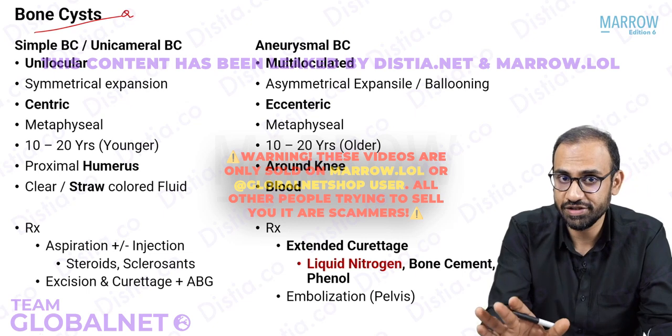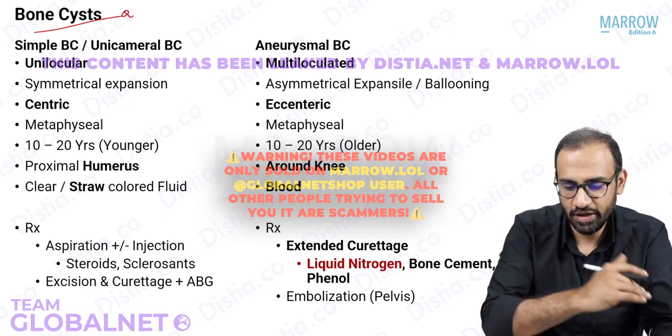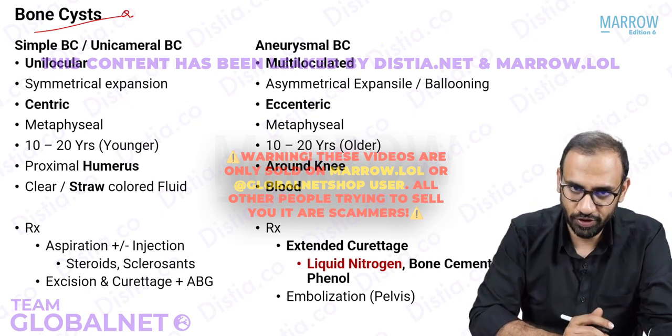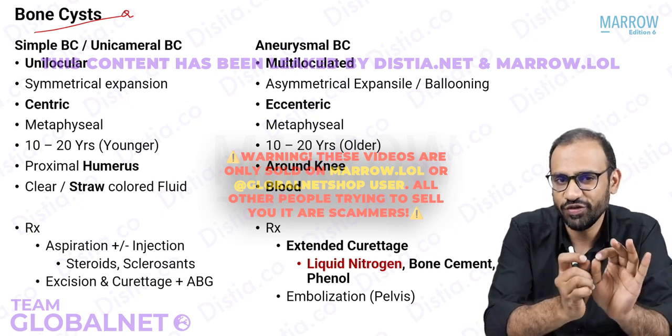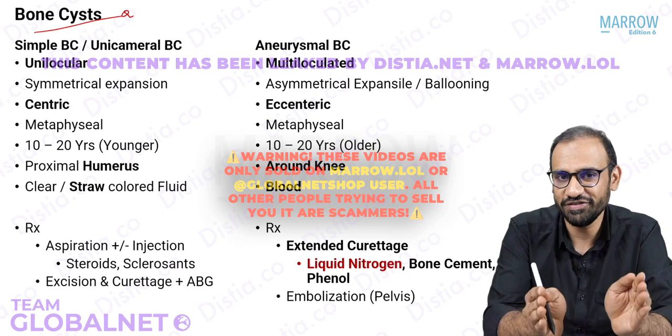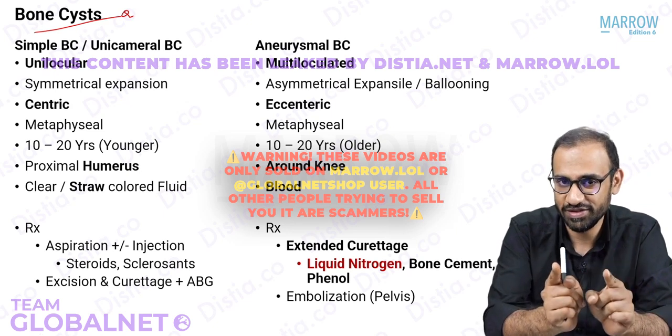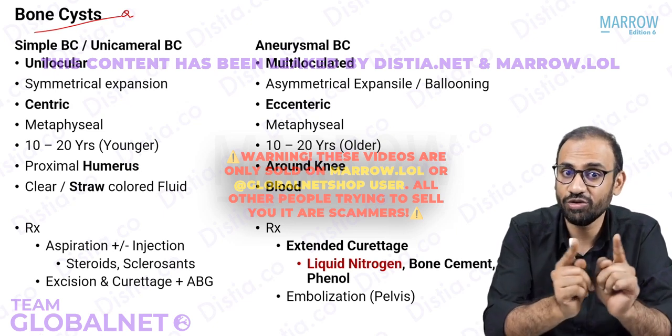Again, we are still in lesions. There is the simple bone cyst and an aneurysmal bone cyst. We need to know the differences between them because they're almost the same. Once you know the differences, then you will be able to make the diagnosis. So the strategy is how to differentiate.